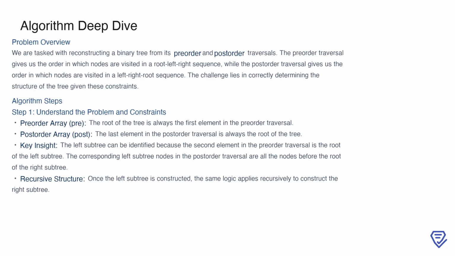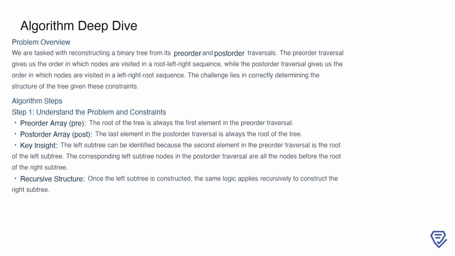In this problem, we are tasked with reconstructing a binary tree using its preorder and postorder traversals. Preorder traversal tells us the order in which nodes are visited in a root-left-right sequence, while postorder traversal gives us the order in a left-right-root sequence. The challenge is to deduce the structure of the tree using these two traversal orders.